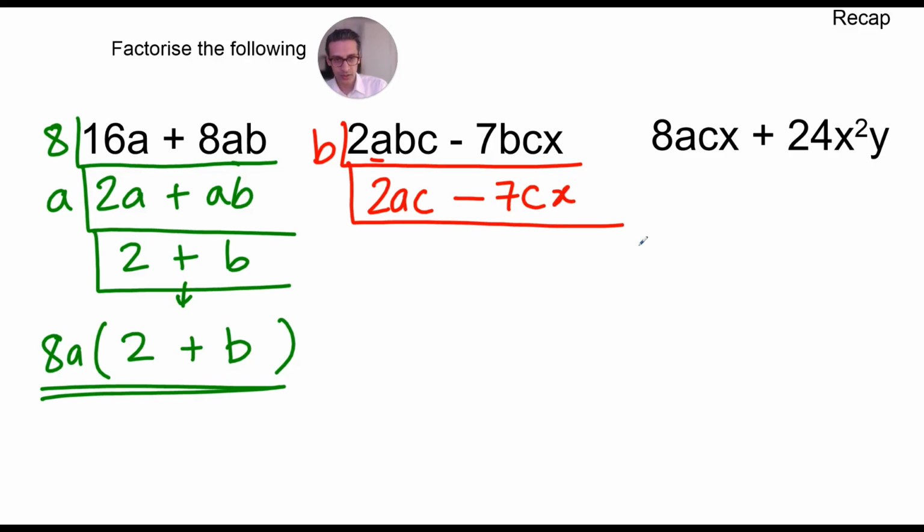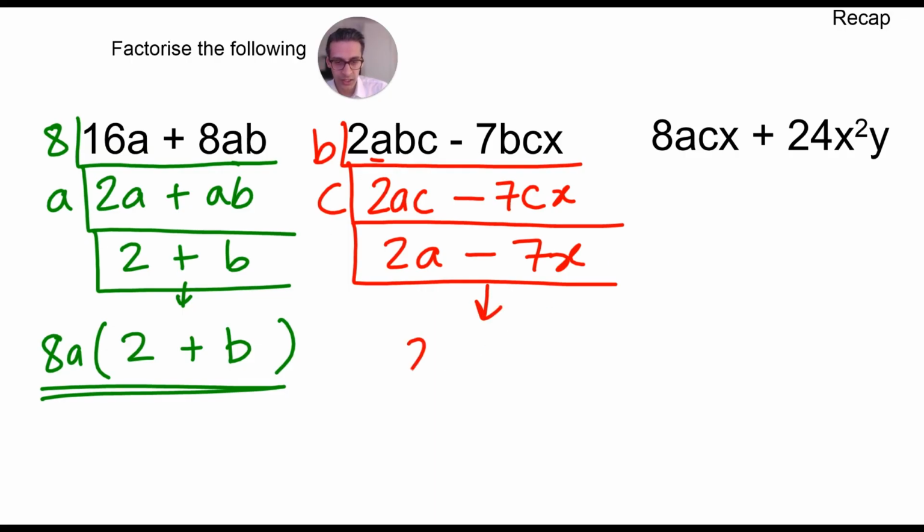And is there anything else you can spot that we can take out common to both? I can see a c, so we're going to take c out, so this becomes 2a minus 7x. These are co-prime, so we stop here. This goes in the bracket, 2a minus 7x, and then bc is just on the outside. So bc multiplied by 2a minus 7x in brackets.